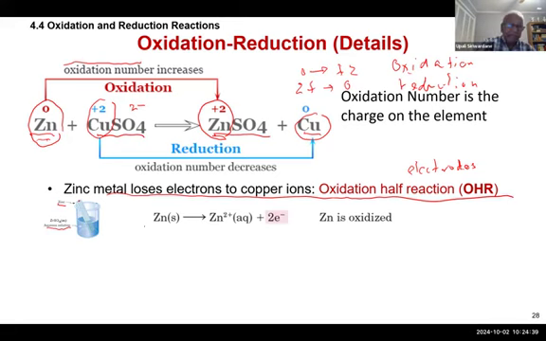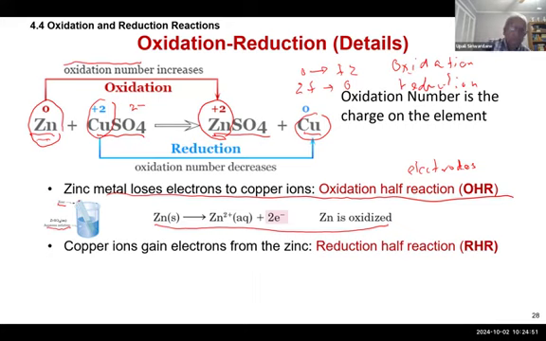Zinc in zinc sulfate is the oxidation half reaction. Then you put the copper in the copper sulfate solution. You are separating them out.